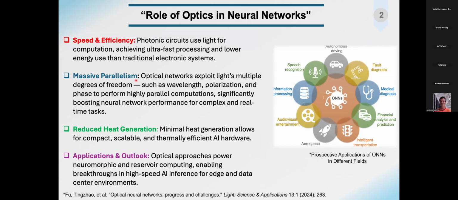The next is massive parallelism. ONNs could exploit light's multiple degrees of freedom, such as wavelength, polarization, and phase, for parallel operations. This could significantly boost neural network performance for complex and real-time tasks.